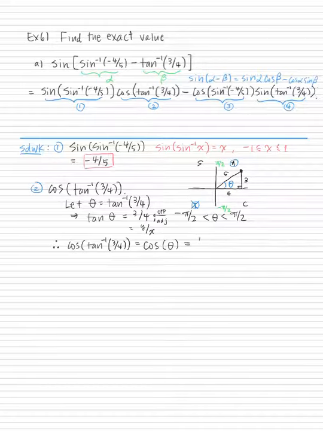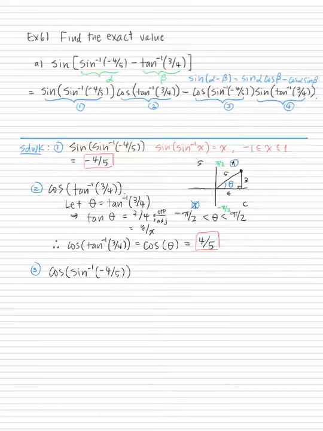So that will be 4/5. Or if you want to think of it in terms of x, y, and r, cosine is x over r. So it makes sense. All right, so I'm going to box that for the answer. Okay, so let's go with side work for 3. 3 is cosine of sine inverse of -4/5.